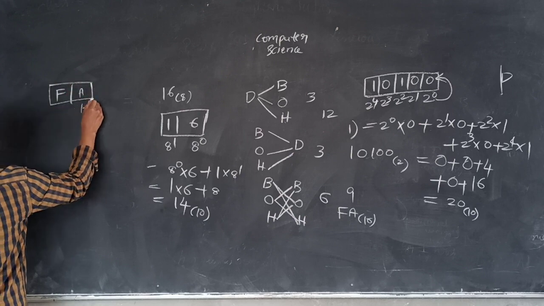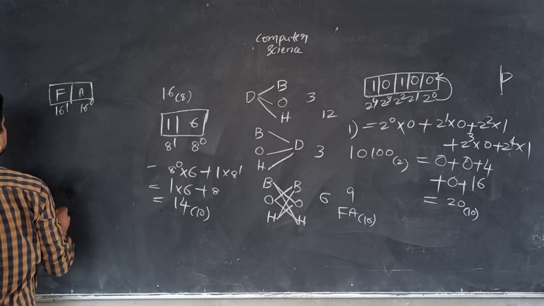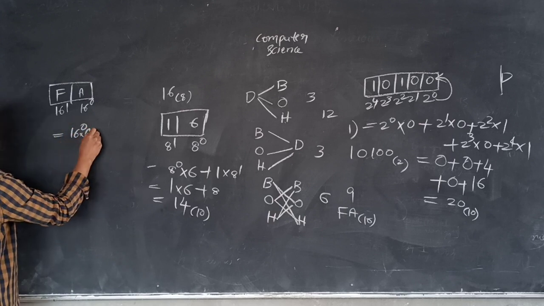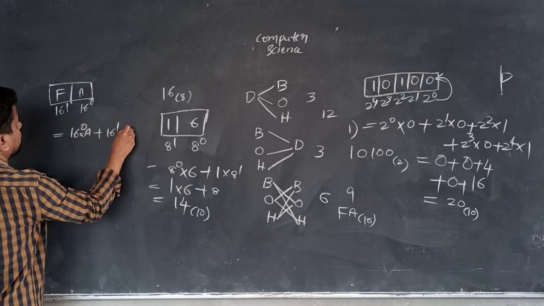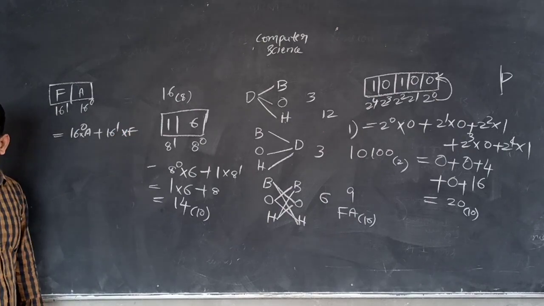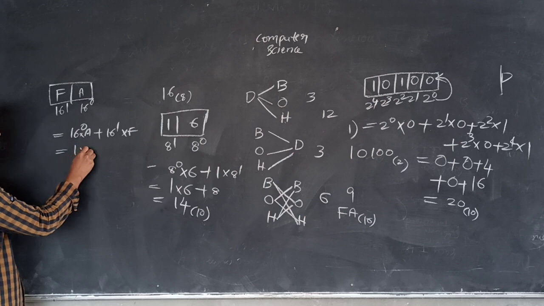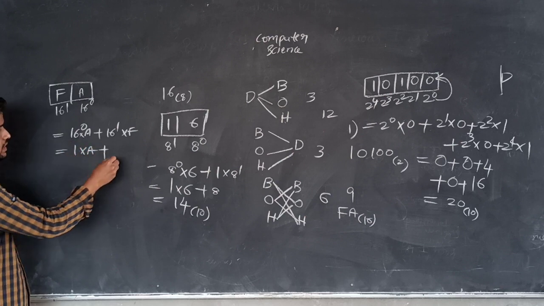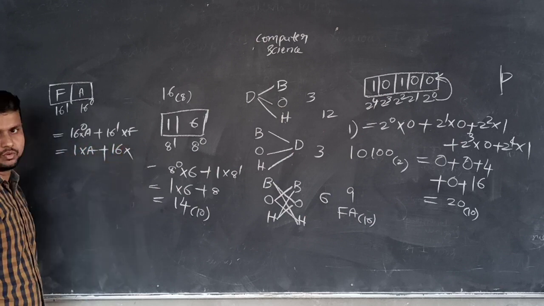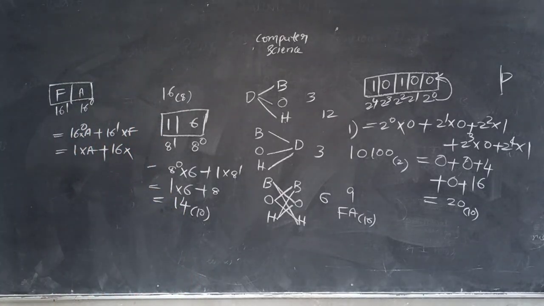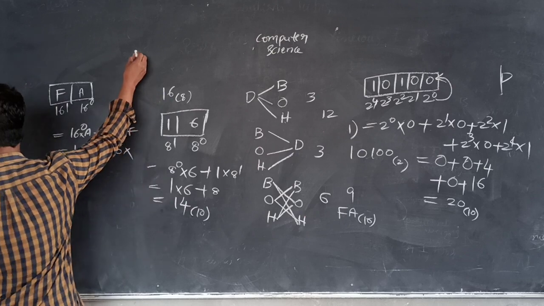So here 16 power 0, 16 power 1. Now 16 power 0 into A plus 16 power 1 into F. 16 power 0 is 1 into A plus 16 into F. Which value? How can we identify the F value? We can identify the F value by knowing this.